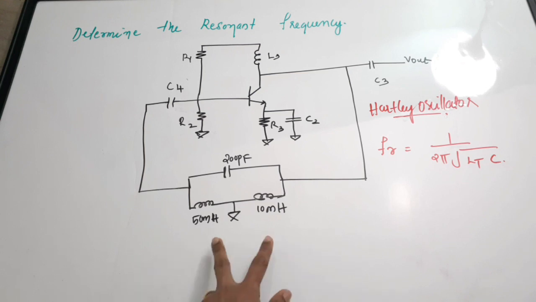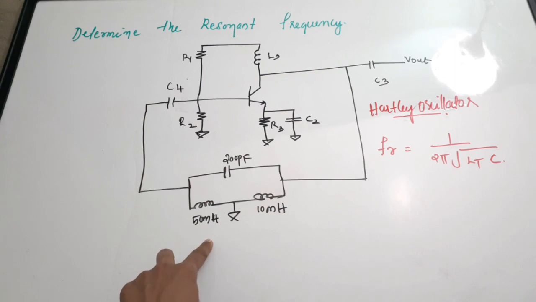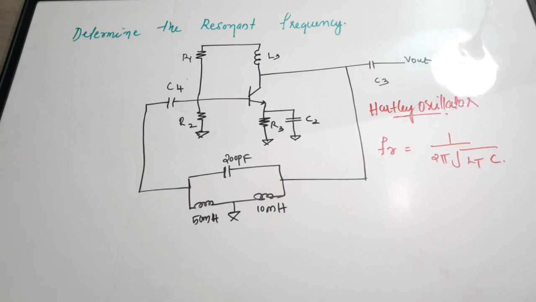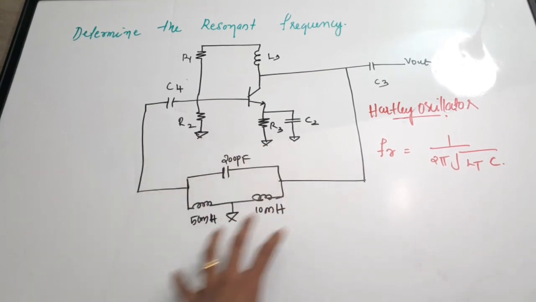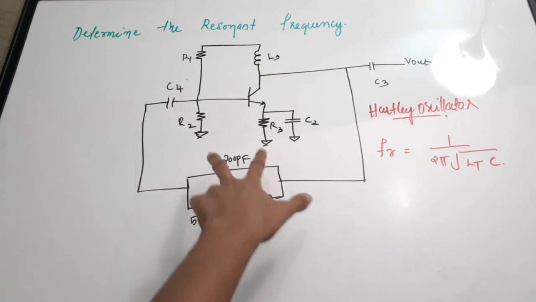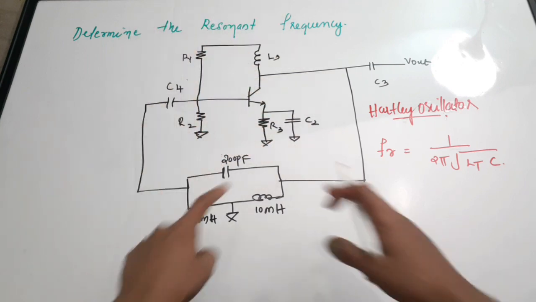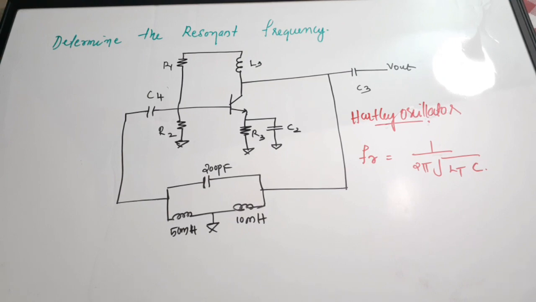You can see there is a series combination of two inductors here. So this is the LC circuit, or the feedback circuit, and this is the amplifier circuit. We know that an oscillator is actually an amplifier with a feedback connection. Here it is not RC, it is an LC circuit, L and C, and this will act as a feedback circuit. The equation for finding the resonant frequency is FR equal to 1 by 2 pi into square root of LT into C.